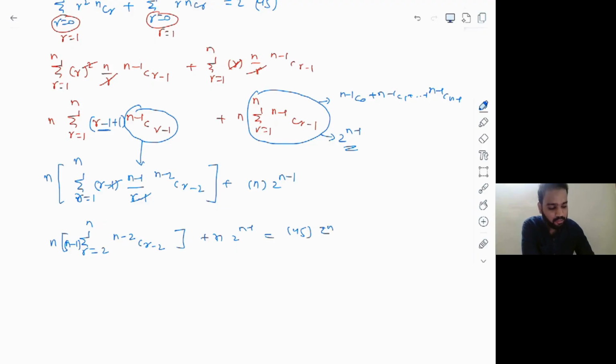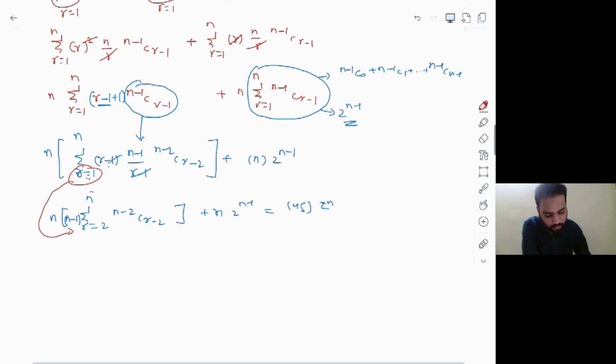And also if you observe, I have changed the sigma from r = 1 to r = 2. Again, what is the reason? If I put r = 1 here, anyhow it is going to be 0. That is why I'm going to change from r = 1 to r = 2. But once again, what's your observation?